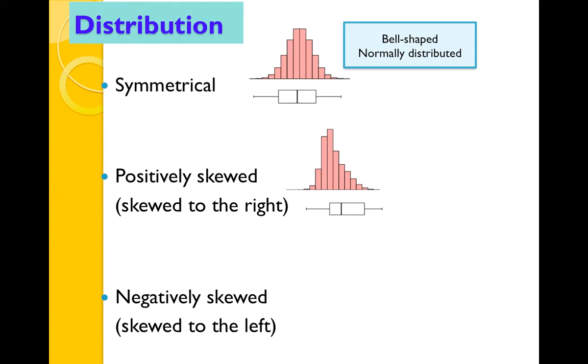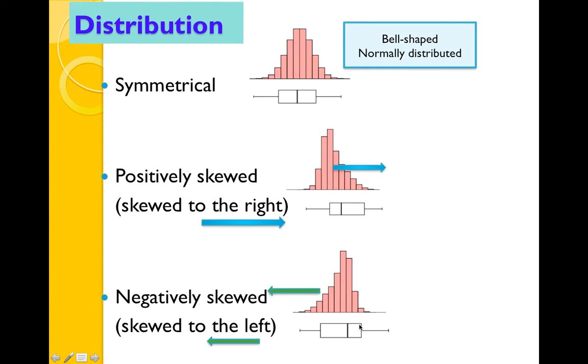A positively skewed graph shows a tail towards the right-hand side and is also called skewed to the right. You can remember that by saying the tail points towards the positive bigger numbers on the number line, and that's why we call it positively skewed. Negatively skewed, similarly, the tail of the shape points towards the negative side of the number line, and that's how we can remember that it's called negatively skewed.